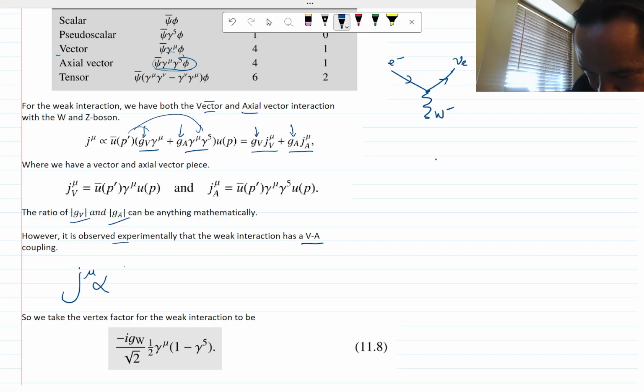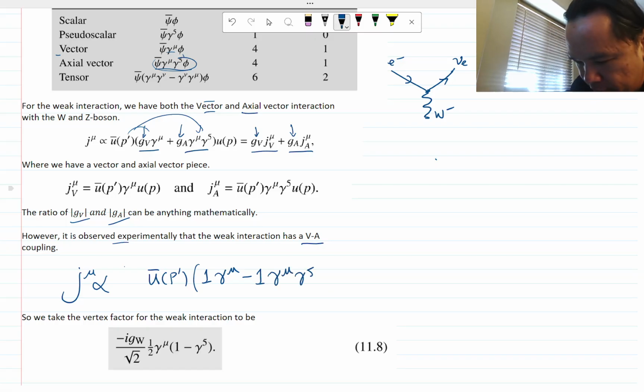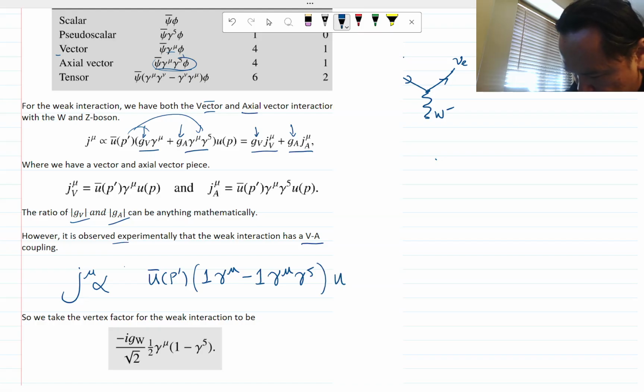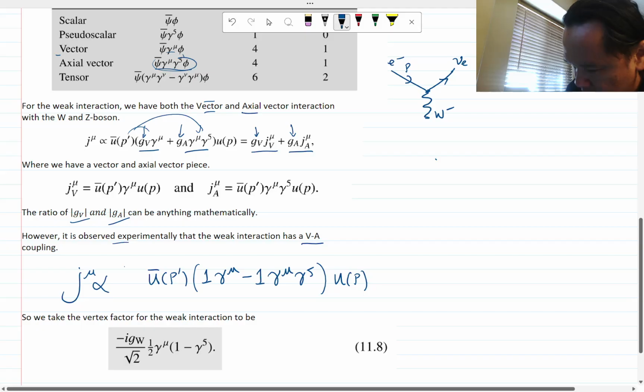Proportional to something that's U of P outgoing, right? And then I'm going to put a 1 here for GV, okay? And then this will give you a gamma mu. And then if GA is minus 1, then you get a minus 1 here. You get a gamma mu here, you get a gamma 5, right? And then you have the incoming particle. Okay, so up here this will be P, this will be P prime.